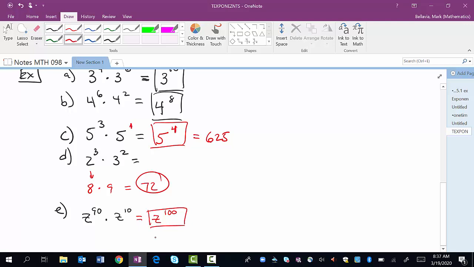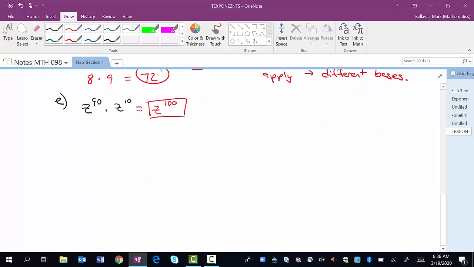So on all of these, the rule applied except for this one here. The rule does not apply, and that's because they have different bases. So in order to use this rule, you need the bases to be the same. It's going to be true for a lot of the rules we take care of right here.